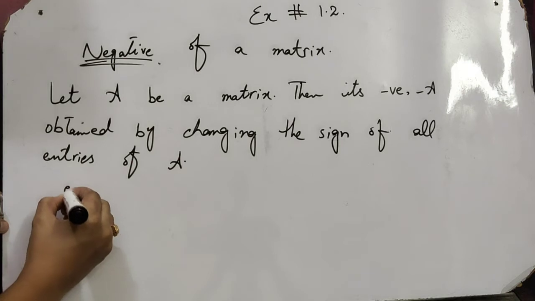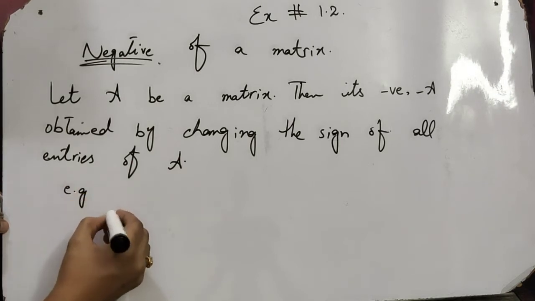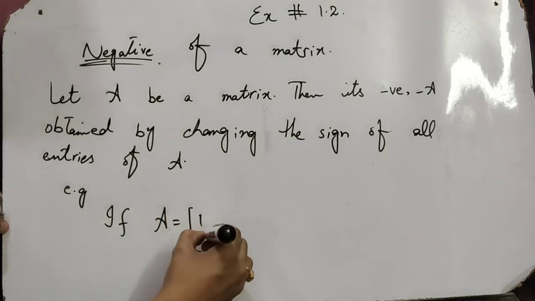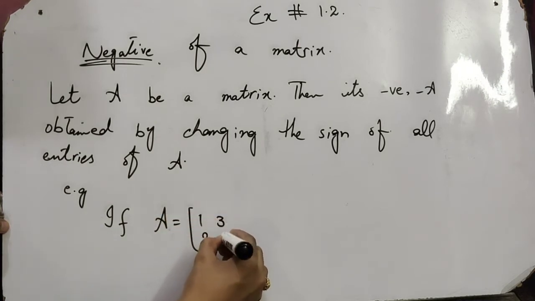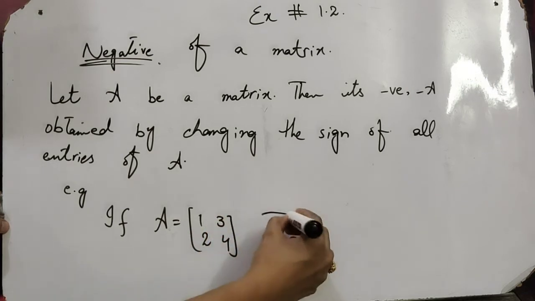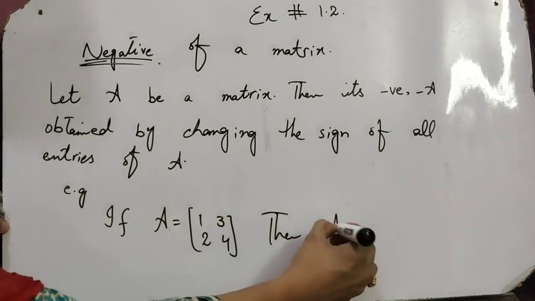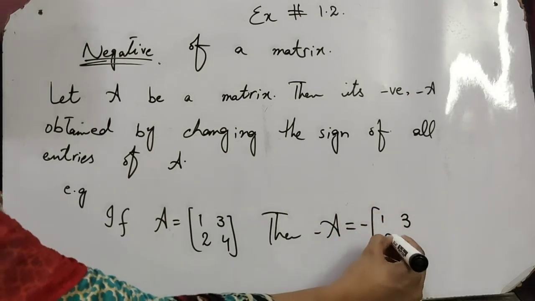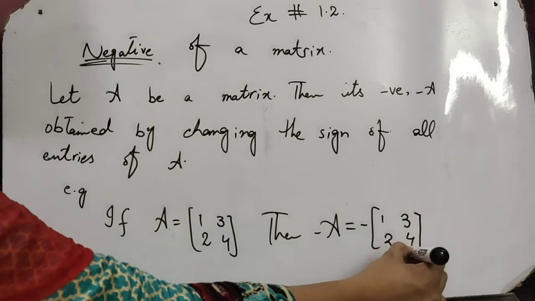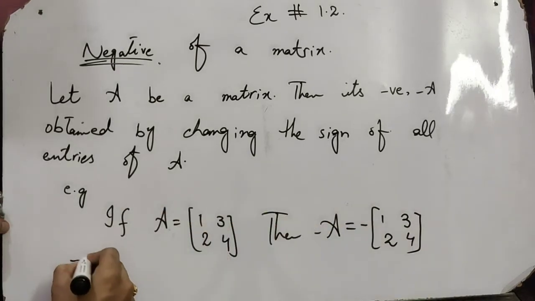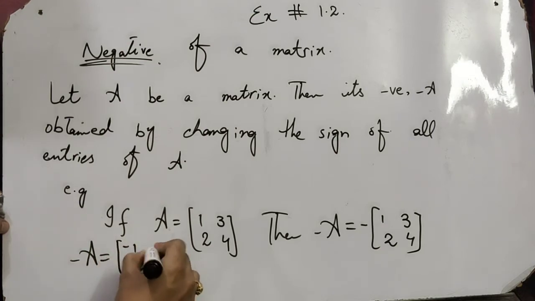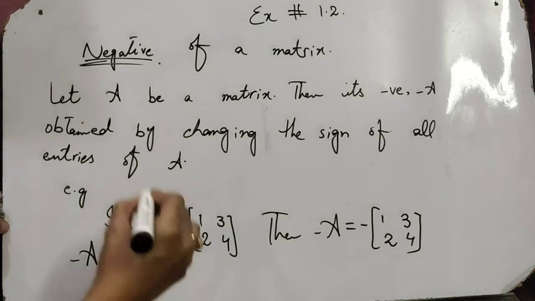For example, if A is equal to 1, 2, 3 and 4, then minus A will be equal to minus 1, minus 3, minus 2 and minus 4.